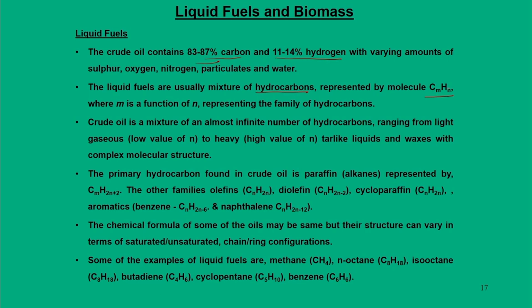But their linking or interlinking is done in a variety of ways, like paraffins, or they can be olefins, they can be diolefins, they can be cycloparaffins, they can also be aromatics, which is benzene or naphthalene, and of course, this value of n depends on the m also. So, these are the chemical formulas for various hydrocarbon fuels, and when you deal with IC engine combustion, normally this type of liquid fuel comes into existence.